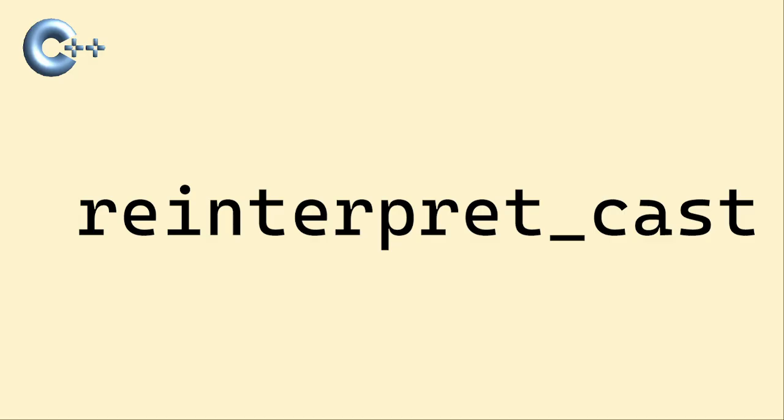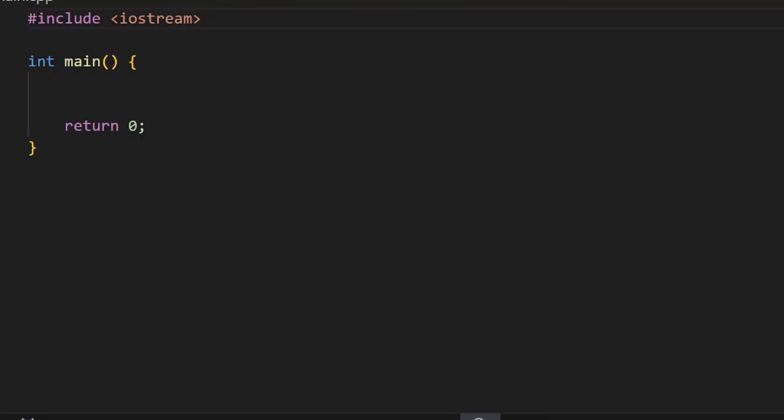Reinterpret cast. Reinterpret cast is mostly used for casting from one pointer type to another pointer type. It is also possible that reinterpret cast can be used to cast from pointers to integers or from integers to pointers, and also it can be used to cast from one reference type to another reference type. Now let us learn reinterpret cast through coding.